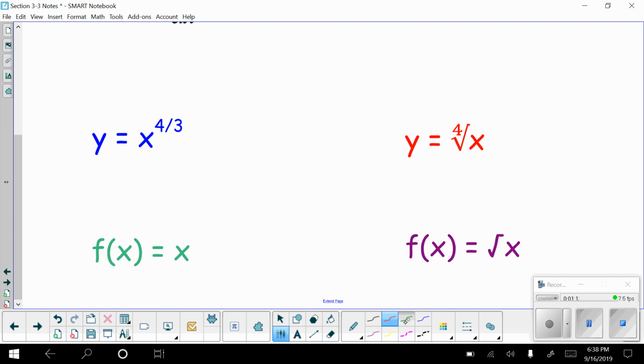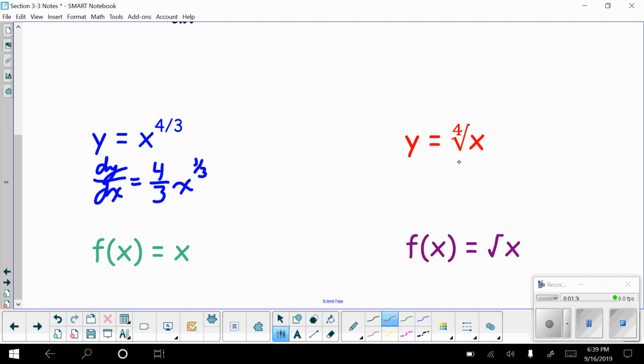So an example of this would be if y is equal to x to the 4/3, well then dy/dx, 4/3 would come down in front, base stays the same, subtract 1 to get our new exponent. And there is our x. There's how that works.